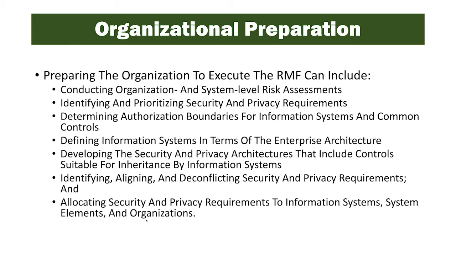Identify, align, and deconflict security and privacy requirements, and allocate security and privacy requirements to information systems, system elements, and organizations. So we want to align with what's going on in the environment today. There may be specific system requirements that are different between the system we're building, the business unit we're supporting, and the overall enterprise. So we need to deconflict those.